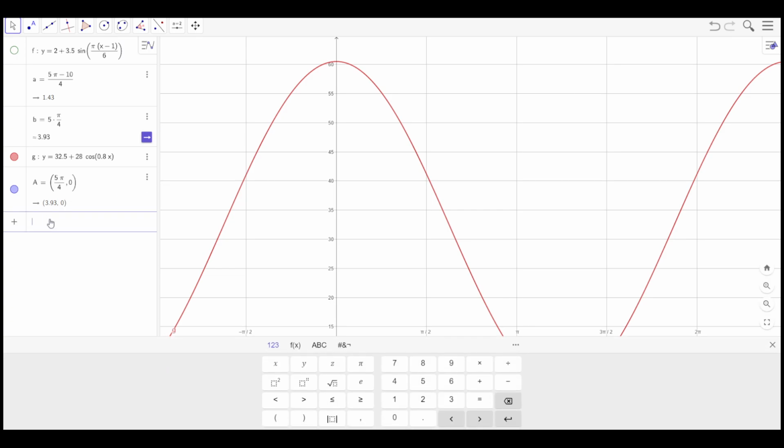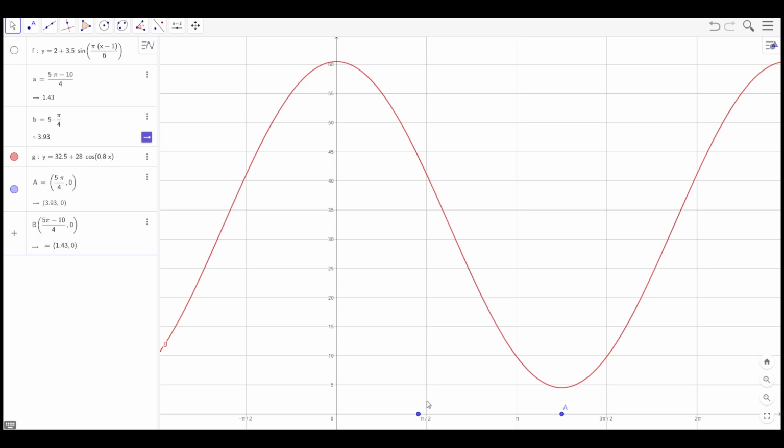So let me see what that point is. 5 pi minus 10 over, so let me write a point B. 5 pi minus 10, and then over 4, and then 0. So where is that point now? This point is here. So I don't know why I have got this. Now this is very strange, because maybe I have done something wrong in my calculations.